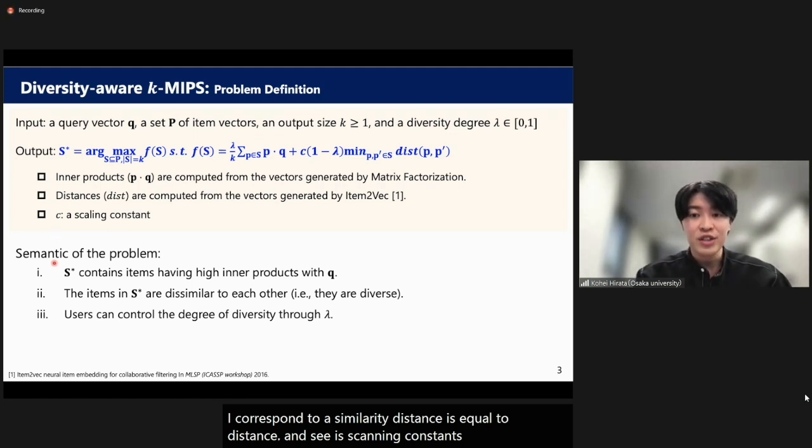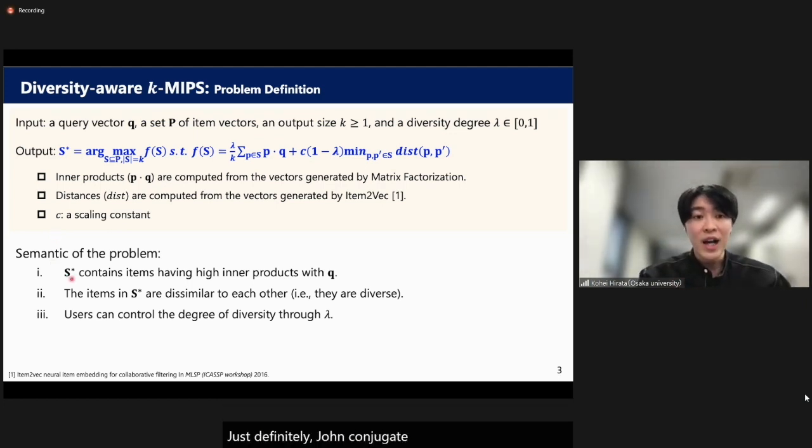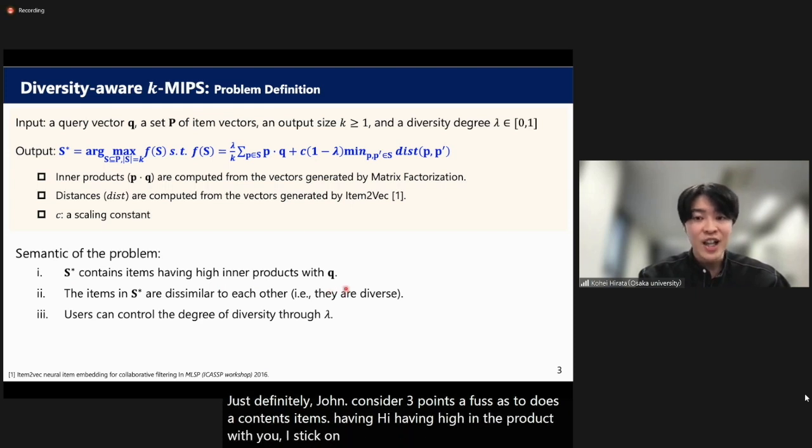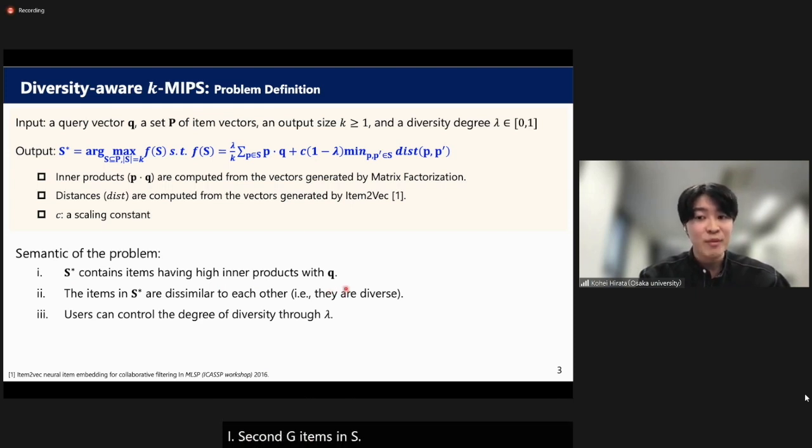This definition considers 3 points. First, S contains items having high inner product with Q. Second, the items in S star are dissimilar to each other. In other words, they are diverse. Finally, users can control the degree of diversity through lambda.